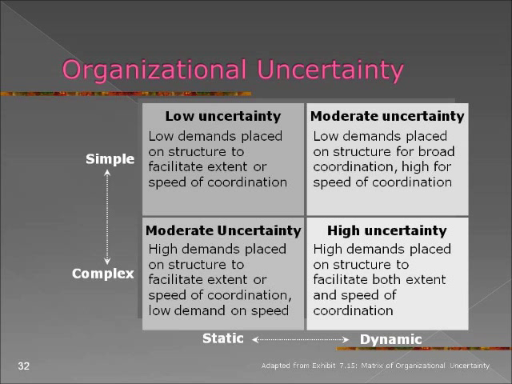Understanding organizational uncertainty is imperative to the success of an organization, but the effects of uncertainty have been relatively under-theorized within public relations. The most common causes of uncertainty are organizational changes, unclear policies, job insecurities, and the external environment. As you can see in this slide, there are low uncertainty and moderate uncertainty under simple, and also under complex, we have moderate uncertainty and high uncertainty.